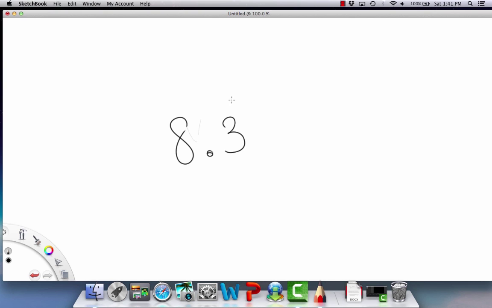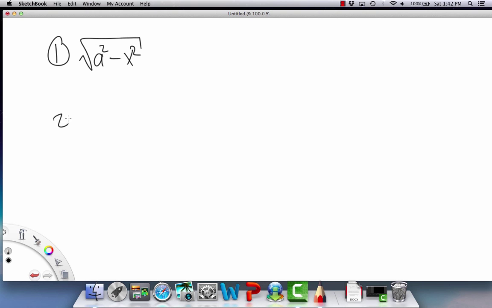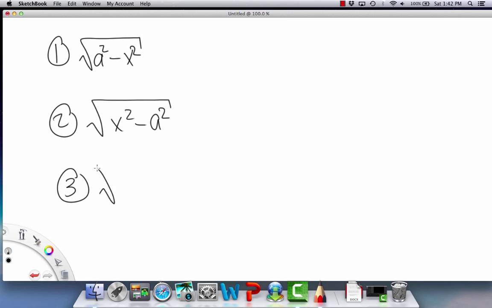This is all about trigonometric substitution. There are three different cases for this. We're going to have one where we have a squared minus x squared. Number two is the other way, x squared minus a squared. And then we have the third case, which is totally different, x squared plus a squared.